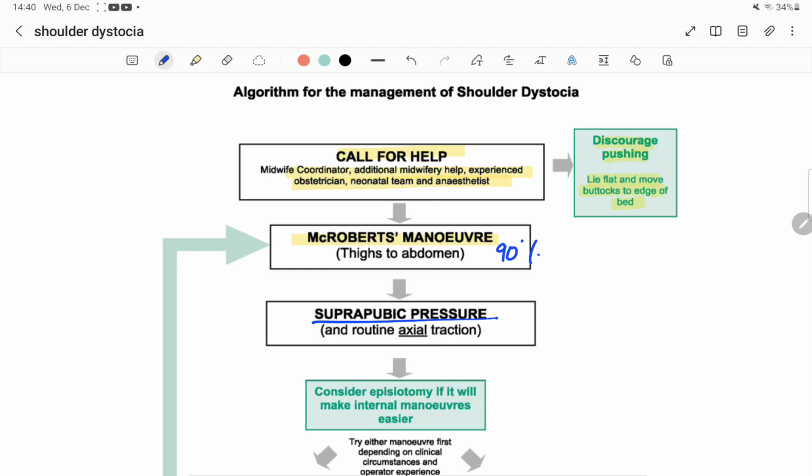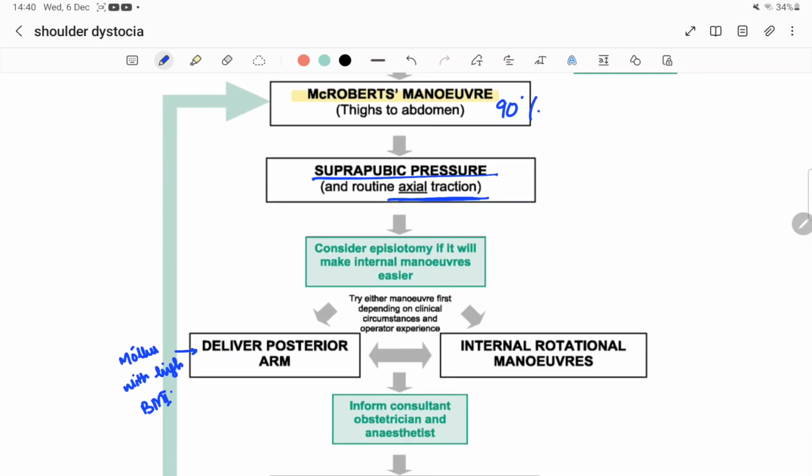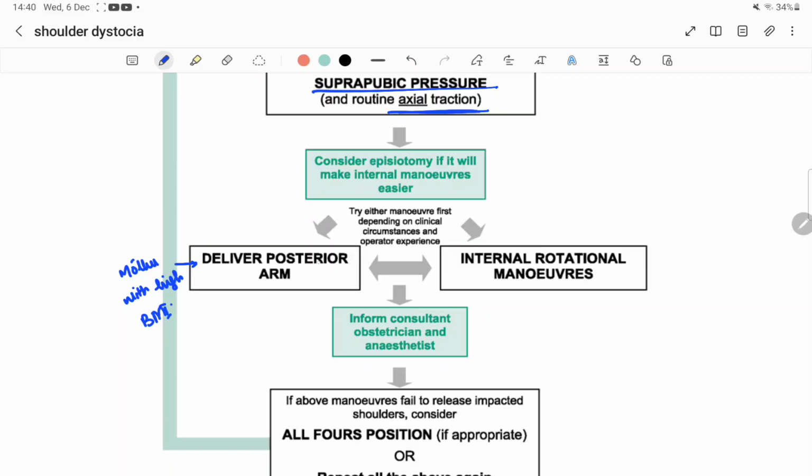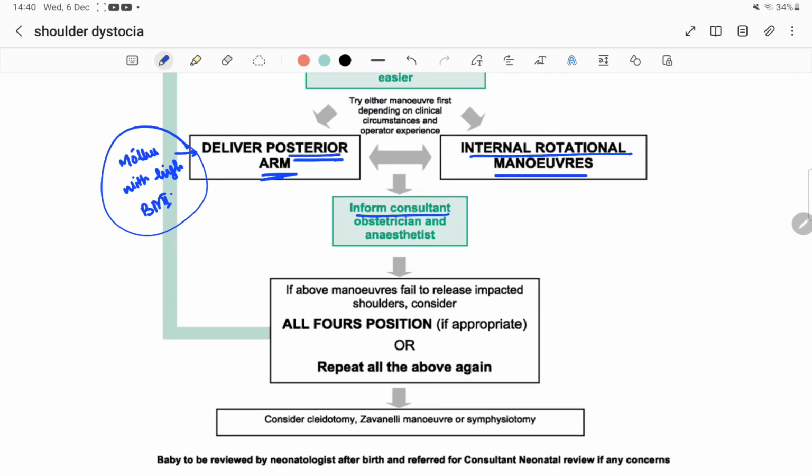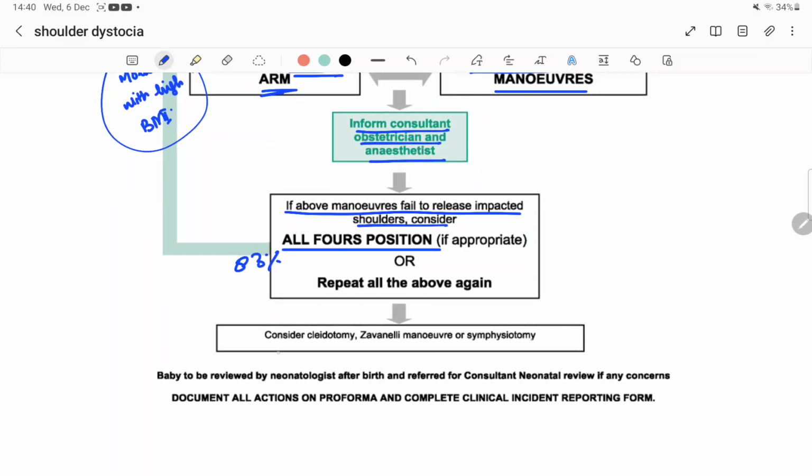Second is suprapubic and routine axial traction. Consider episiotomy, delivery of the posterior arm with mother with a high BMI. Rest of the women you have to go for internal maneuvers. Okay. Now consultant, obstetrician, and anesthetist you have to inform. If above maneuvers fail to release impacted shoulder, consider all fours. It is 83% success. The destructive maneuvers are cleidotomy, Zavanelli, and symphysiotomy.